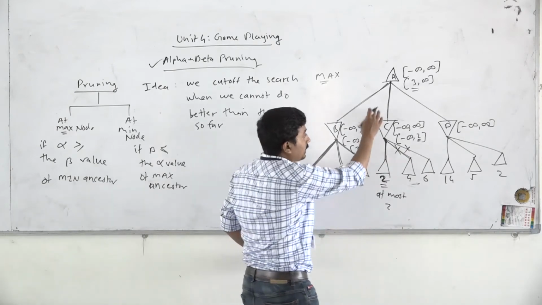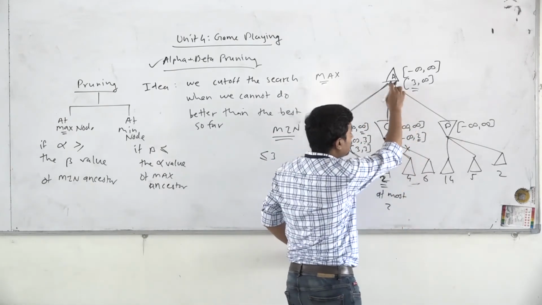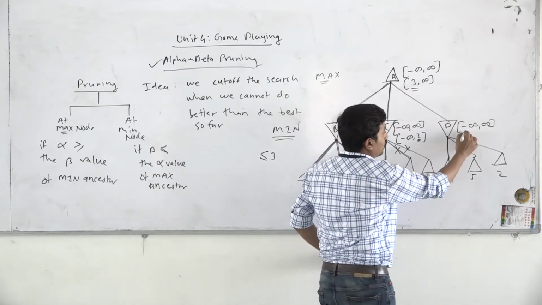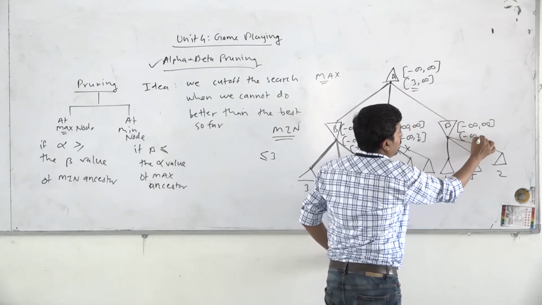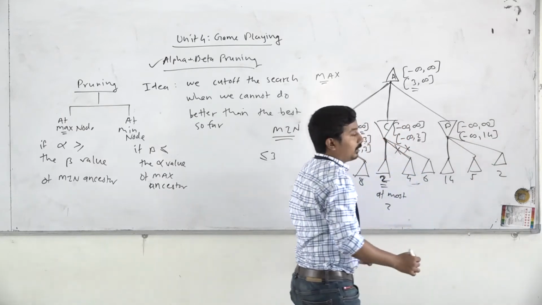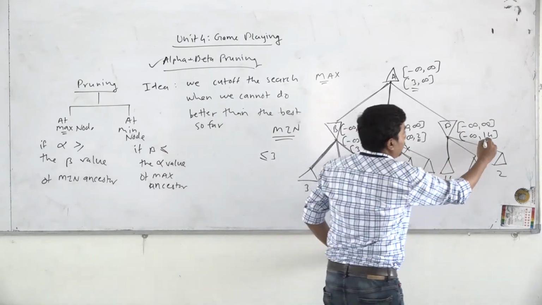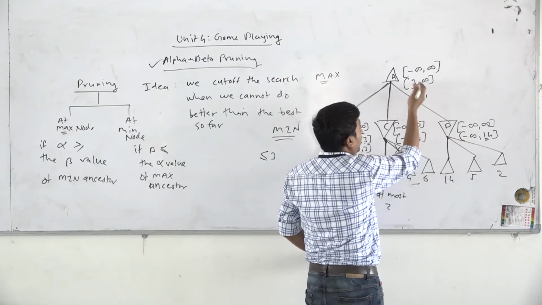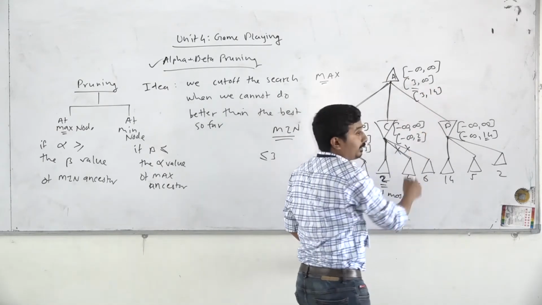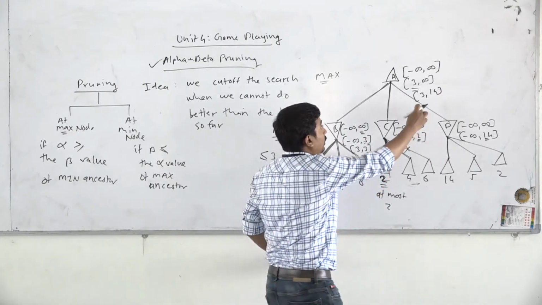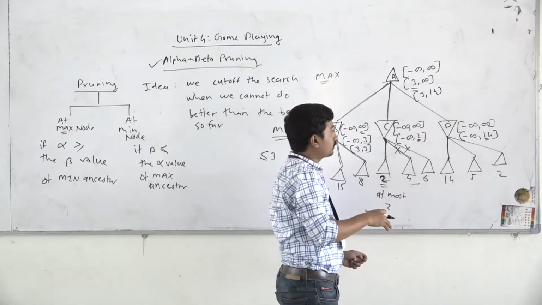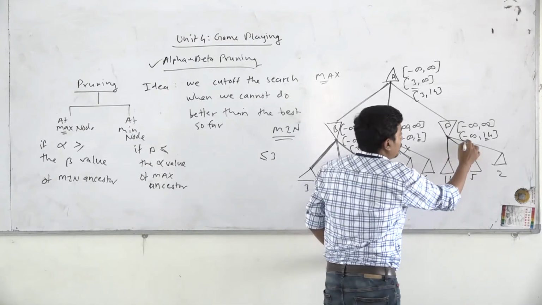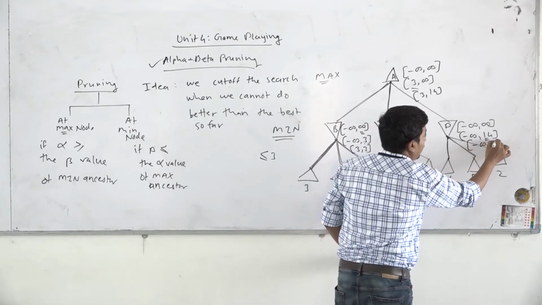Now let us dive into this branch. We'll go here, and here we have 14. This is a min node, so its beta value will be updated. As soon as we update the beta value of this node, the beta value of its ancestor will also be updated. Its upper bound will be reduced to 14. Next we will visit this node, that is 5, which is lower, right?